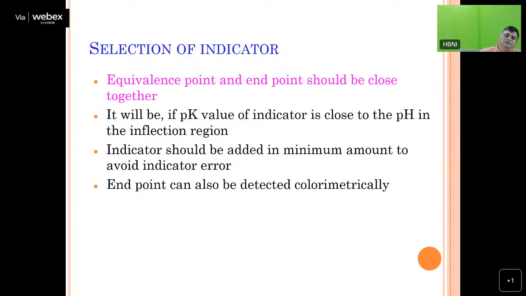The indicator is not taking part in your chemical reaction, it's only reacting with the titrant. So the quantity of the indicator should be as minimal as possible to avoid indicator error. The end point can also be detected by colorimetry because there is a color change in the reaction.